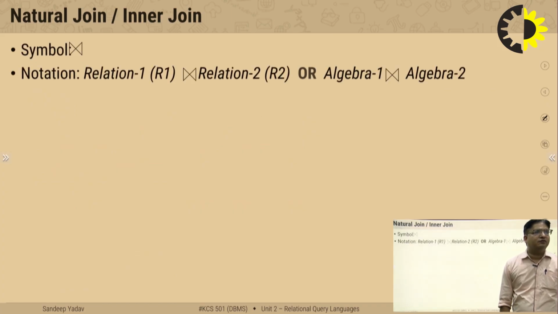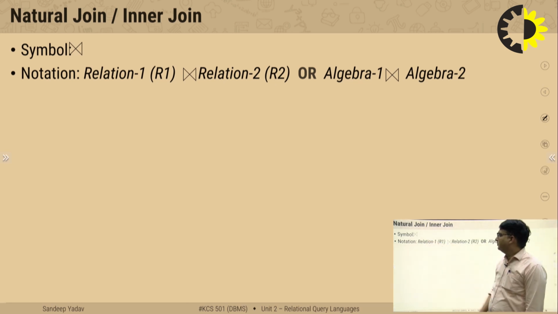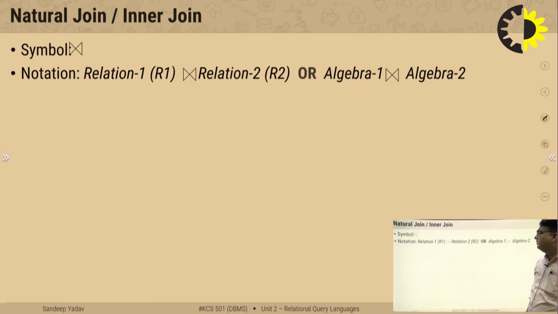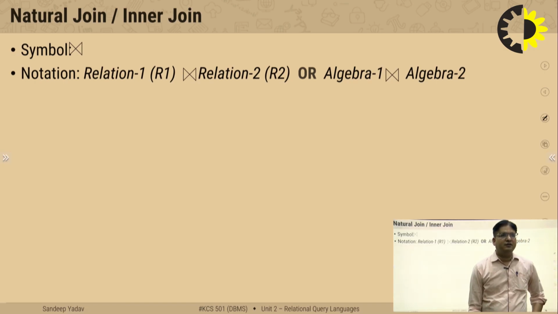Next is inner join, which is denoted by this symbol. The notation is relation R1 join relation R2, or algebra 1 join algebra 2. If we want to fetch data that is not present in a single table, then we have to make use of join. Basically, join is used when the data is present in more than one table, maybe 2, 3, 4, up to n tables. There we have to fetch data from more than one table.